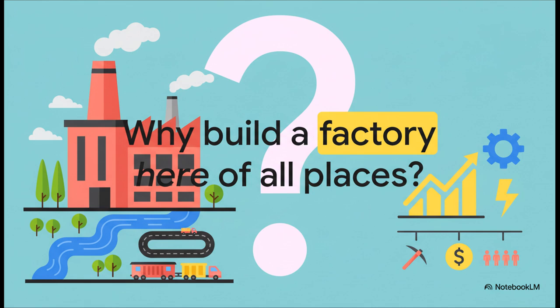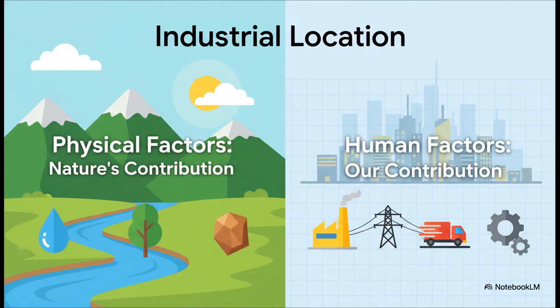Well, the answer is a mix of different factors. You can basically break down this whole location recipe into two main groups of ingredients. On one hand, you have the physical factors. That's what nature gives us. And on the other hand, you have the human factors. That's all the stuff that we build.